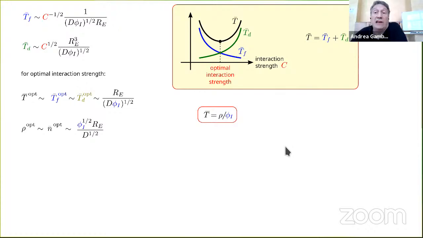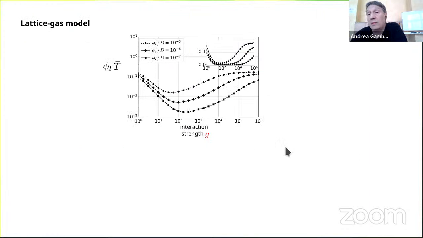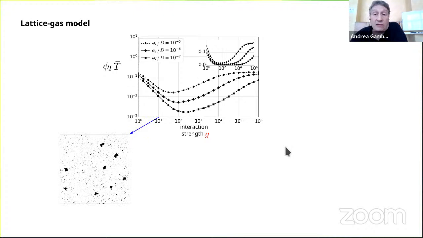So you can confirm these predictions by introducing a simple lattice gas model. And in this simple lattice gas model, you can actually see very well the existence of an optimal regime where the process of sorting is most efficient. And you can actually see from these snapshots the reason for the existence of this optimal regime.